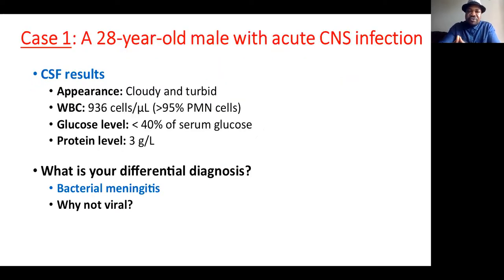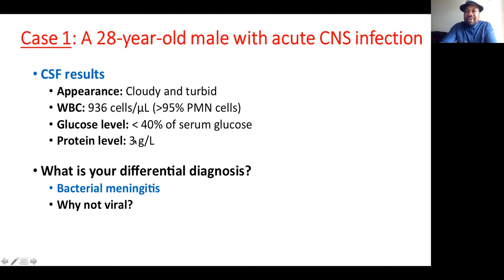So let's come back to our 28-year-old male patient who came to us. Now, since you suspect meningitis, you are going to do a spinal tap. So you are going to collect a CSF, cerebrospinal fluid. Then after collection, you are going to analyze this.